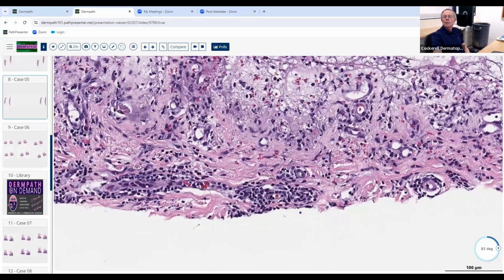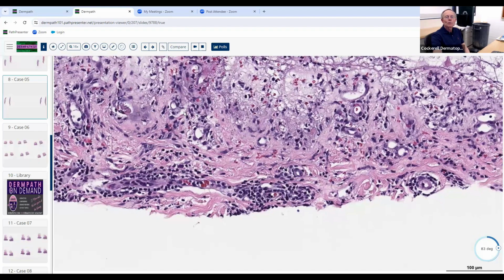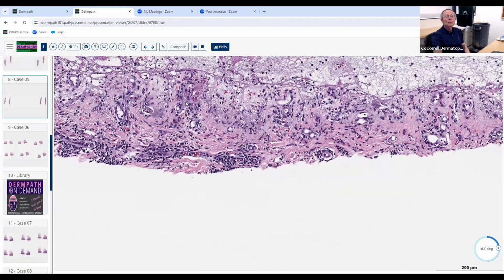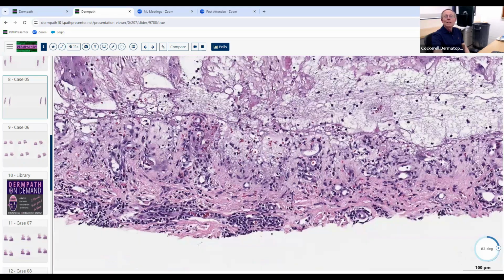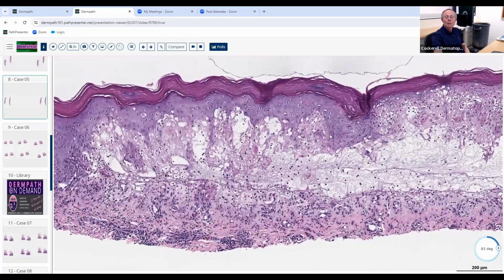We've got a higher magnification. We don't see any other cells like eosinophils or anything like that. We have a few blood vessels. We don't see any fibrin or any thrombosis of vessels, no vasculitis. But we do see some changes in the epidermis. And we've got this other finding here, which is prominent edema of the papillary dermis.